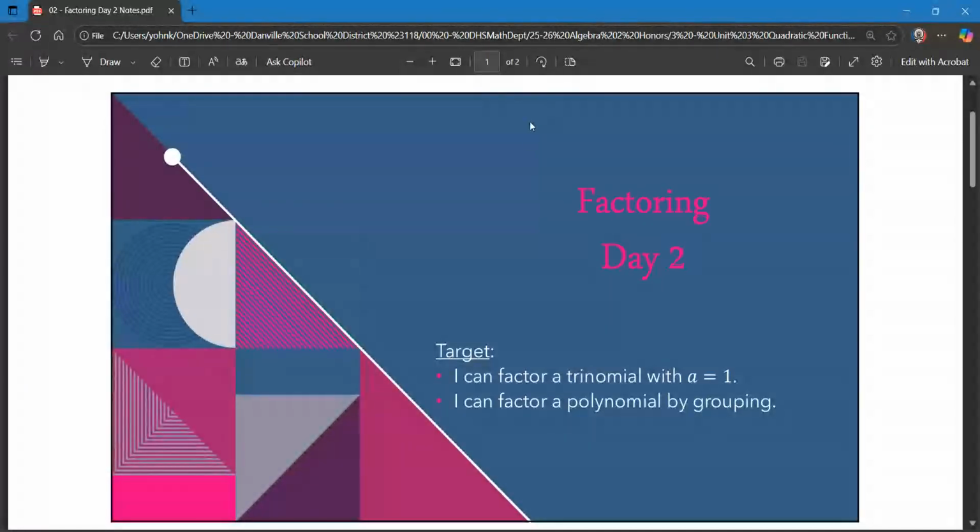Hey kids, welcome to factoring day 2, where today we are going to learn how to factor a trinomial with a equal to 1 and learn how to factor a polynomial by grouping.